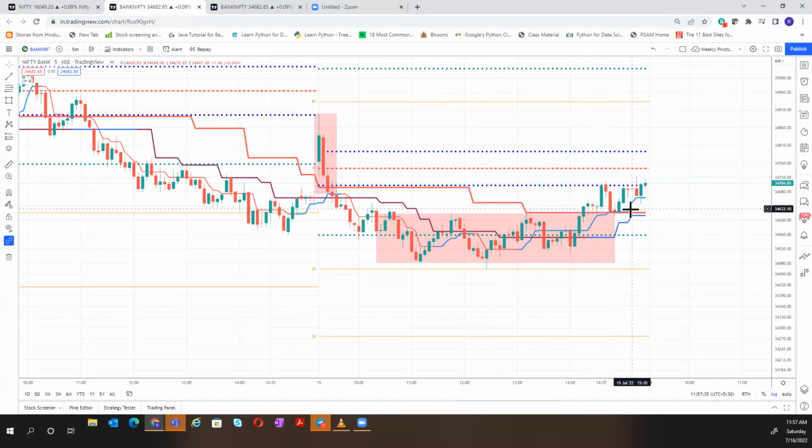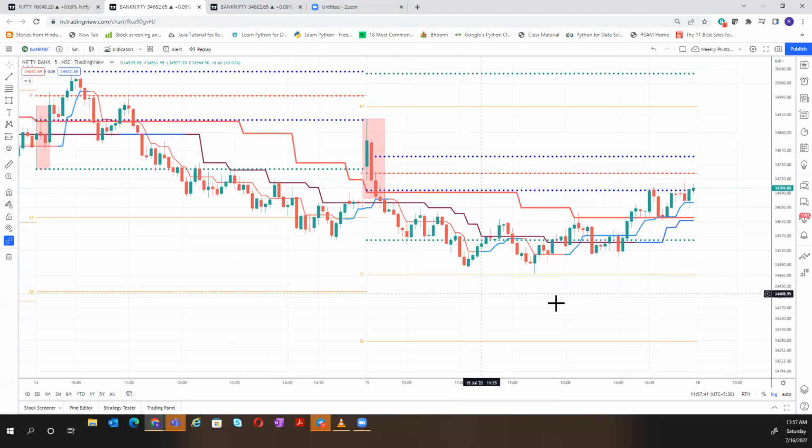This line will act as support. The 15 minutes will act as support. Go ahead and scalp your money, right? So we are not waiting for any signal.